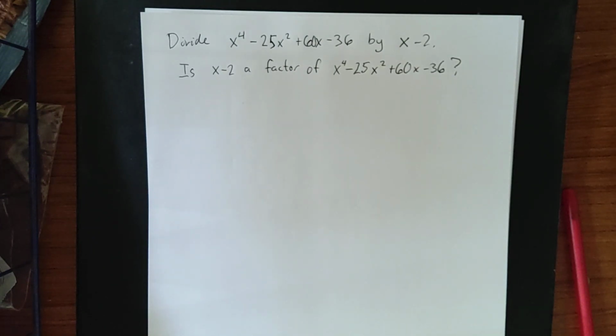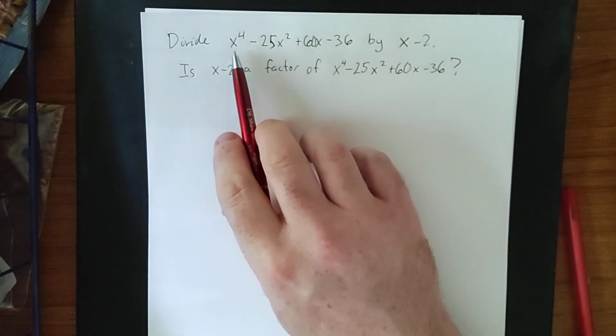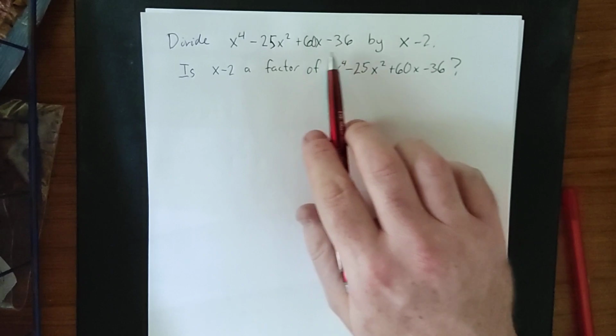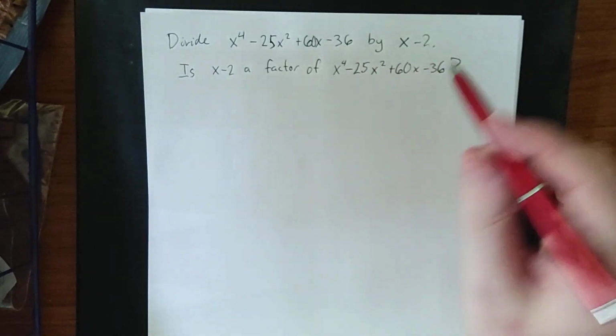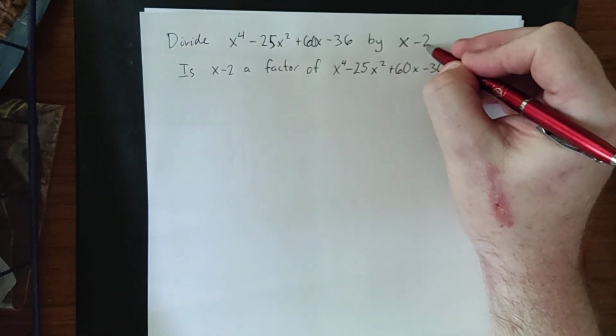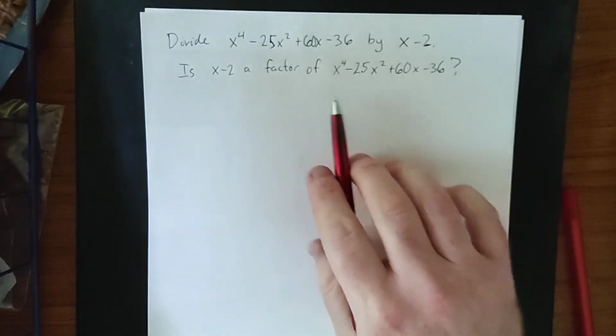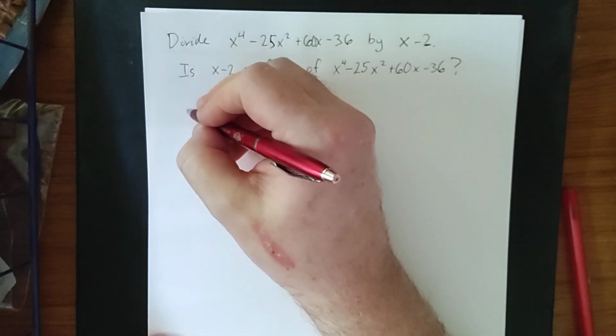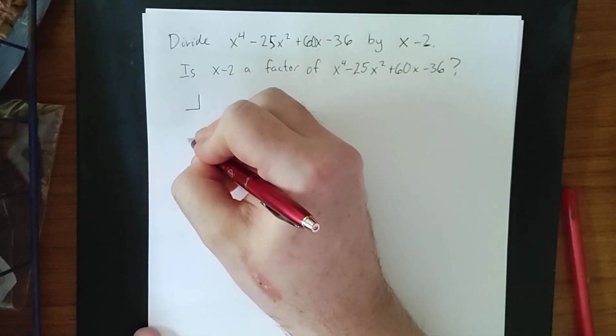Let's try another example of a synthetic division. In this example, I'd like to divide x to the fourth minus 25x squared plus 60x minus 36 by x minus 2, and then we'll pose the question, does that make x minus 2 a factor of this? So with that in mind, let's set up our synthetic division, same as what we did on the previous problem.